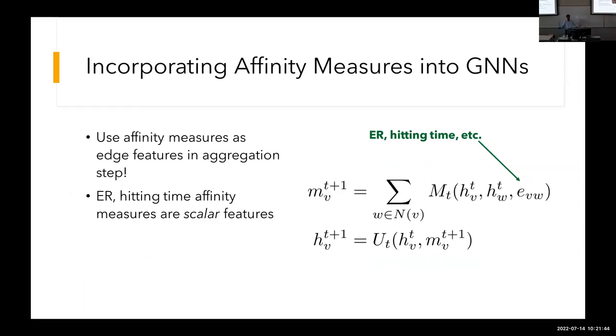So how do I incorporate these? I kind of alluded to this already, but here's your message passing network where you do this aggregation, and then I combine these messages from adjacent nodes. All I'm going to do is take my affinity measures and incorporate them into this edge feature that we're using in the aggregation. So it's quite simple.